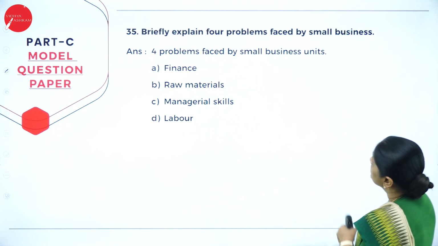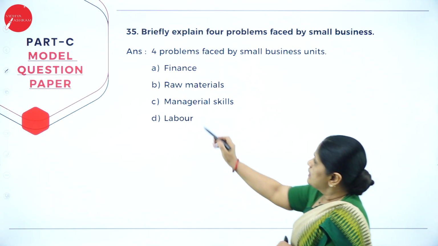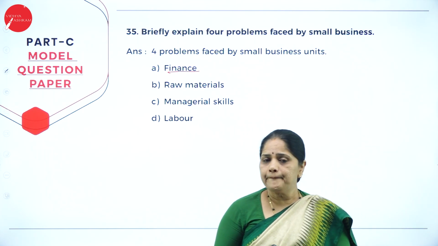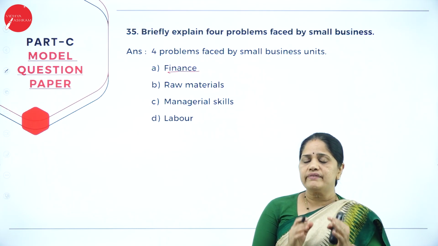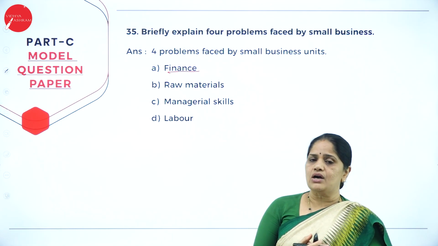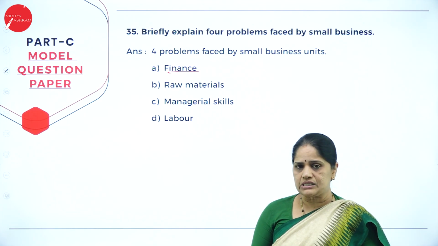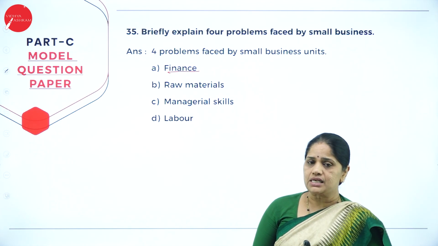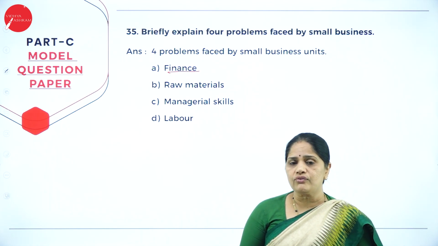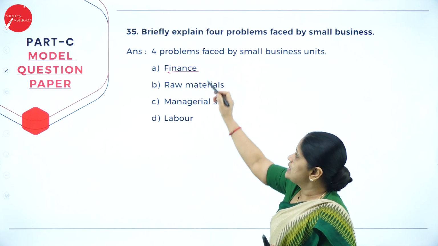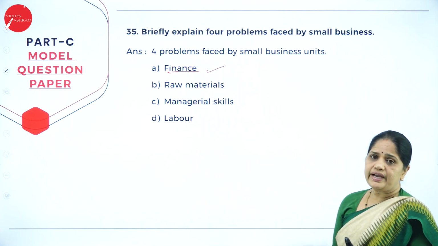Then briefly explain the four problems faced by small business. The first one is the problem of finance. These small businesses are started by people residing in rural areas. Whatever small savings they have, out of that only they will have to run the business. They will set up the business out of their small savings or borrowings from friends. They will not be in a position to borrow from the banks because they will not have much collateral security to provide to the banks. As a result, they will have to borrow from the money lenders of the village, who will be charging a heavy rate of interest. That is why we say that these small businesses have a finance problem.